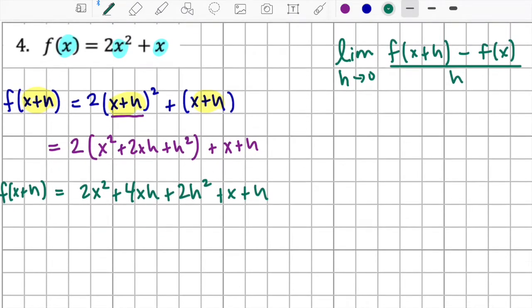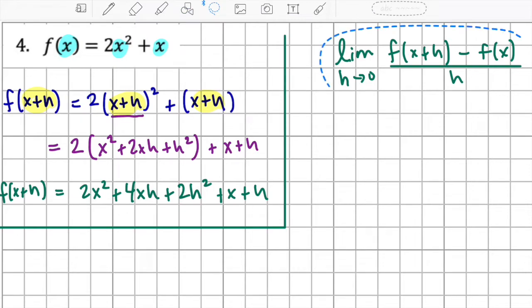Okay? So now we're going to replace the f of x plus h and f of x. So here we go. Let me move this back.